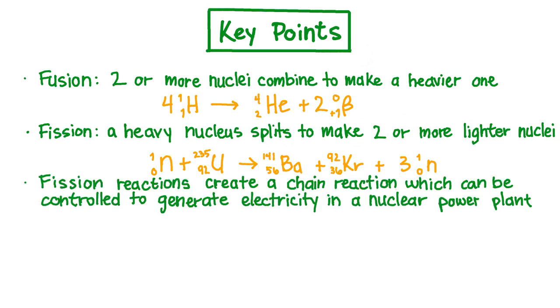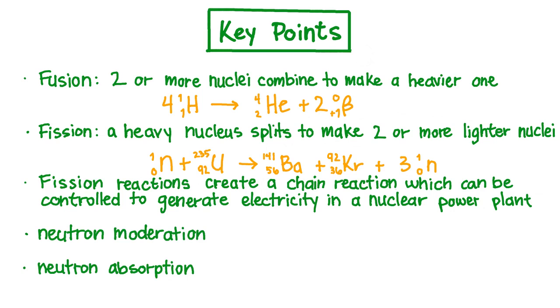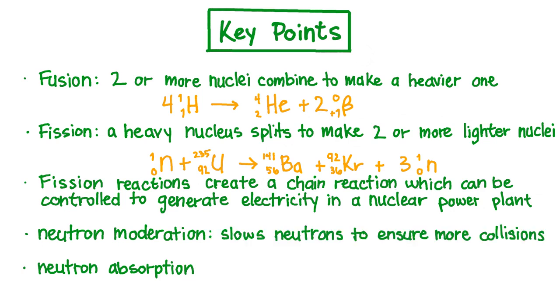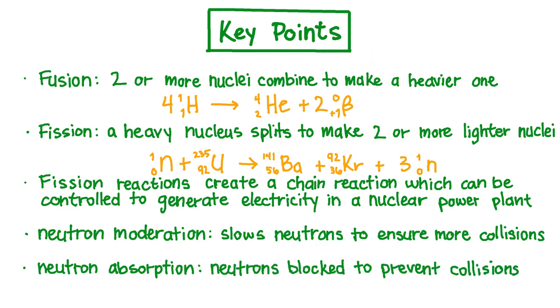Fission reactions create a chain reaction, which can be controlled to generate electricity in a nuclear power plant. The chain reaction is controlled by neutron moderation and neutron absorption. Neutron moderation slows neutrons down to ensure more collisions between neutrons and atoms of uranium. Neutron absorption blocks the neutrons from colliding with atoms of uranium to decrease the number of collisions.